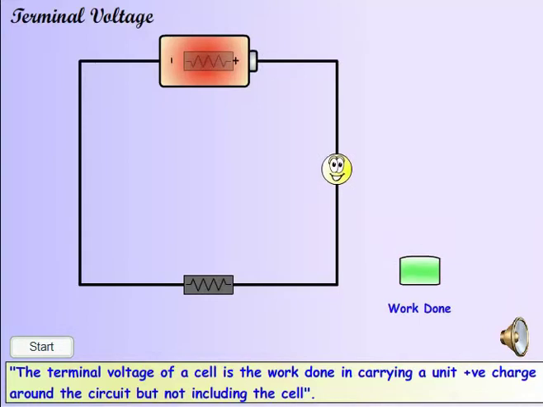The terminal voltage of a cell is the work done in carrying a unit positive charge around the circuit but not including the cell. The terminal voltage of a cell is the work done in carrying a unit positive charge around the circuit.